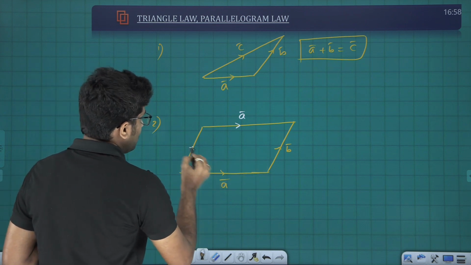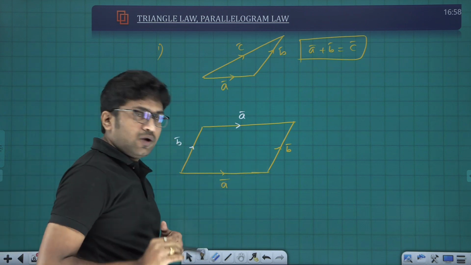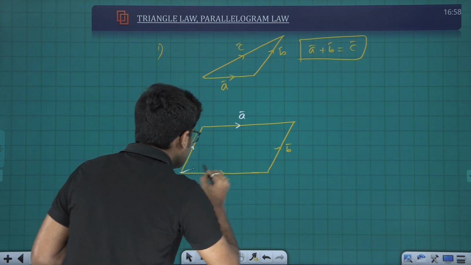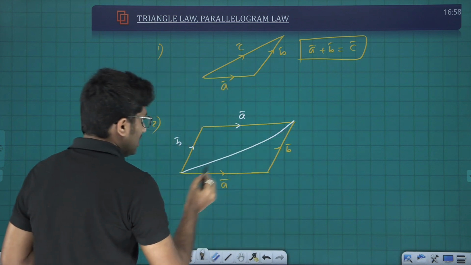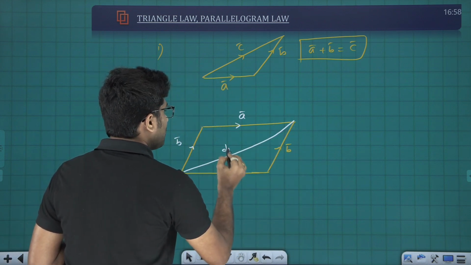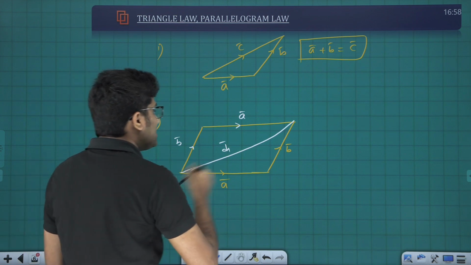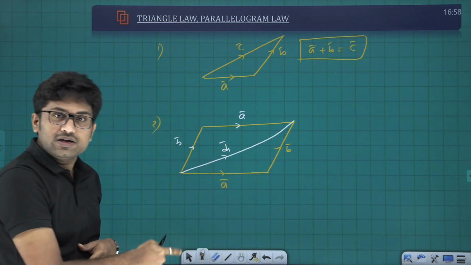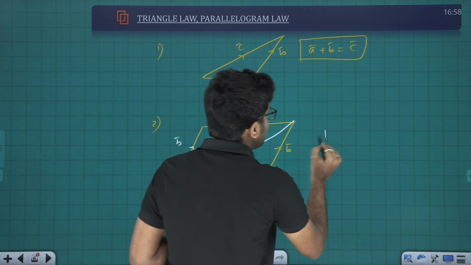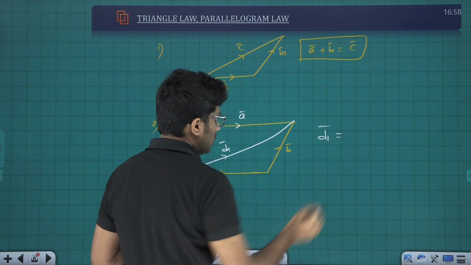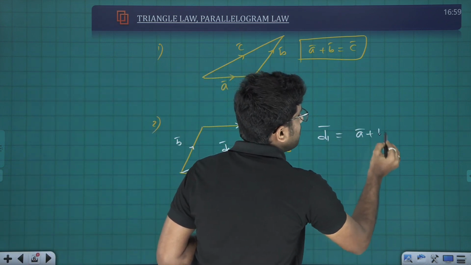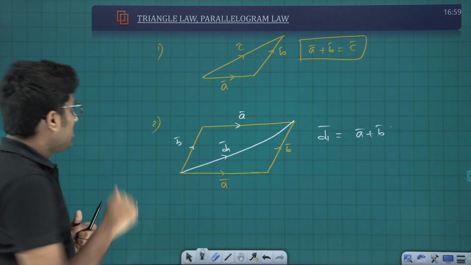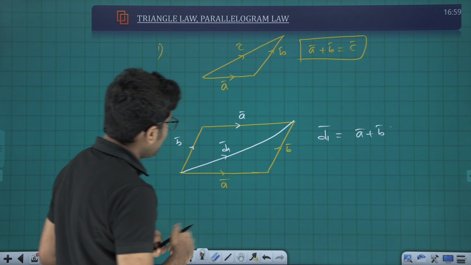If this is B bar, and then this will also be B bar. Now, if you see this, friends, A bar, B bar, the diagonal, let's say D1 bar. Now D1 bar is the resultant of A bar and B bar. So from triangle law of vectors, D1 bar is equal to A bar plus B bar. Okay? Next, another vector we need.